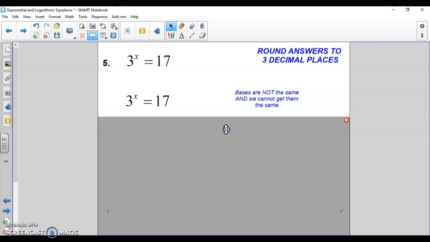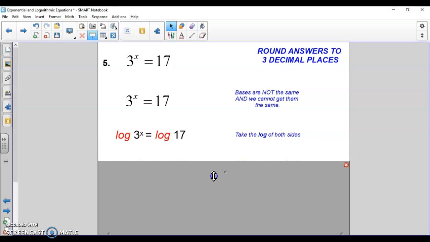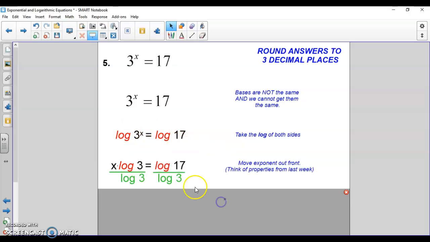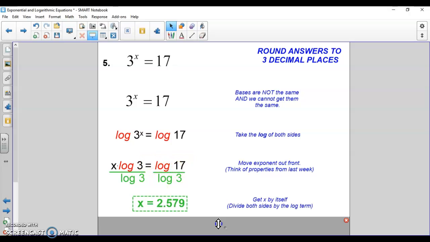logarithmic equations or functions are inverses, as I mentioned very early on, a few weeks back. So what I do is I take the log of both sides. So you see here I take the log of both sides. Remember our properties. I can move the x out front. So what I do after that is I divide by the log. I do log of 17 divided by log of 3. So I type that in the calculator and go from there.